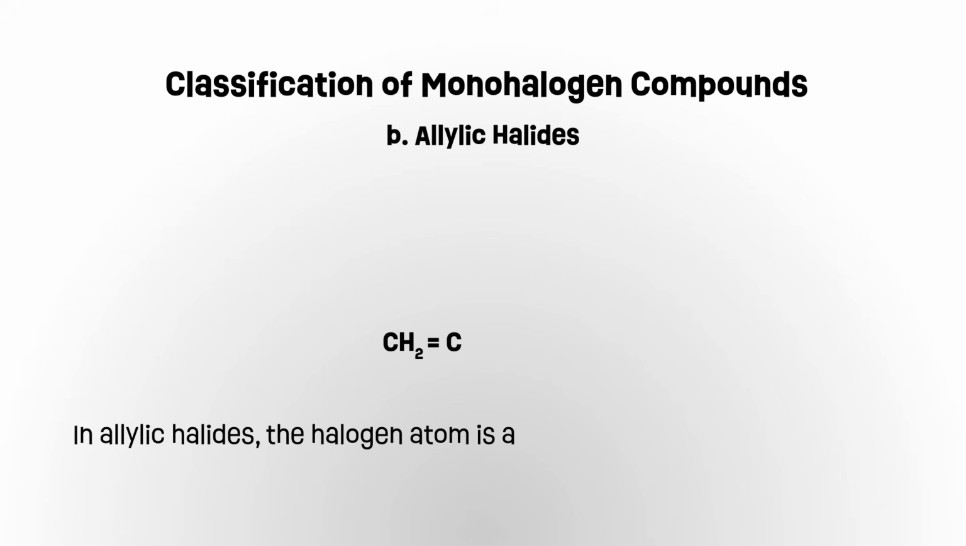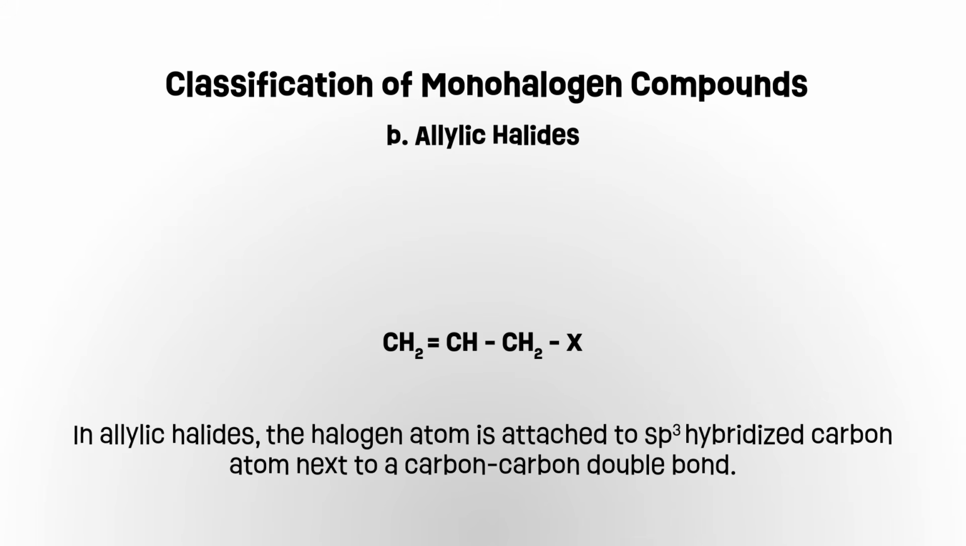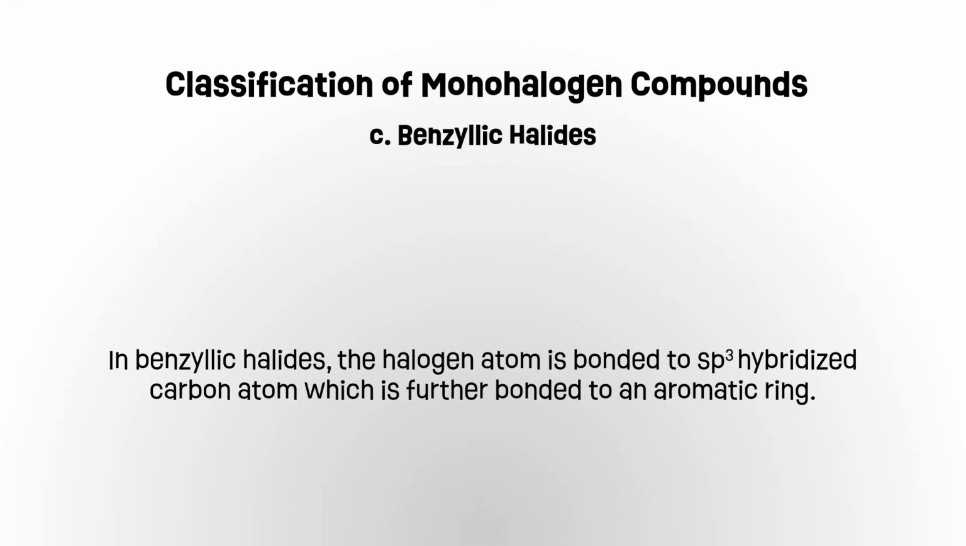In allylic halides, the halogen atom is attached to an sp3 hybridized carbon atom next to a carbon-carbon double bond. The carbon to which the halogen atom is attached will be sp3 hybridized, but that carbon is again attached to a CH=CH2. Okay. Now there is also the benzylic halide. In benzylic halide, the halogen atom is bonded to an sp3 hybridized carbon atom which is further bonded to an aromatic ring. So here you will see it in the diagram.